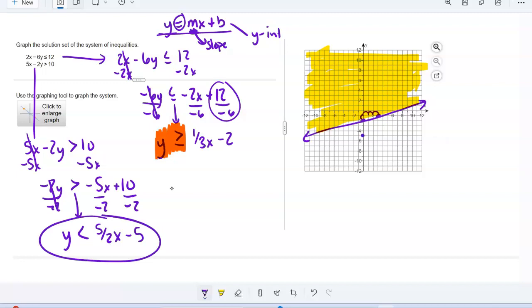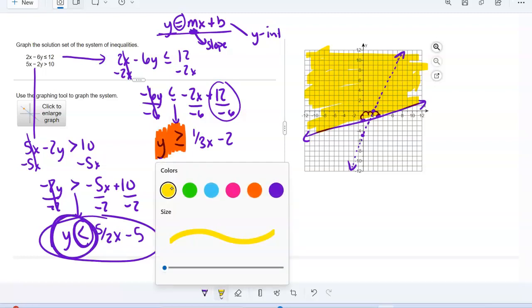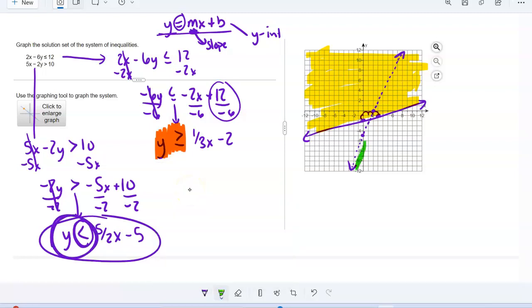So I start at negative 5, which is here. I go up 5 over 2, which would be here. And this is going to be a dotted line because it's simply less than and not less than or equal to. So I have a dotted line. It goes up here. And then I want this one less than. So y is less than means I need to shade on the bottom side of that line, where y is less than this value. So I'm shading it here, and it would be this entire region just for that one solution.